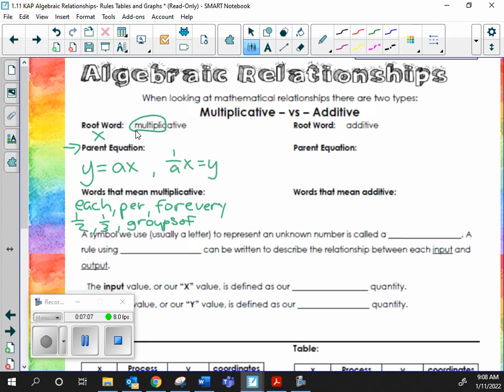For additive, the root word is add. Okay? In my parent equation, I'm going to have my output is equal to, it doesn't matter what order you put it, but I'm going to put X plus A, where you have your input and you're adding something to it. Okay? Again, you can say Y is equal to like a negative A plus X, and that's how you sort of work subtraction into it.